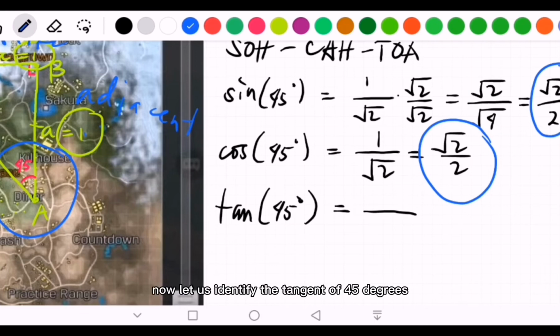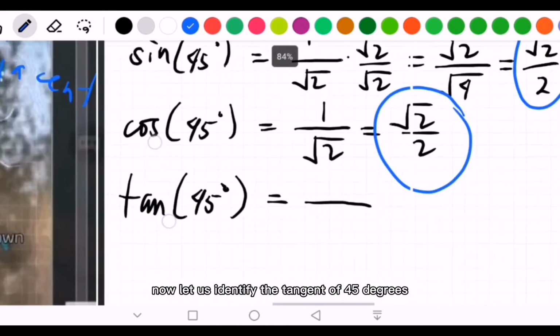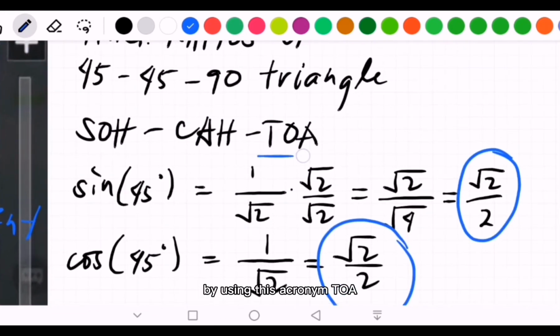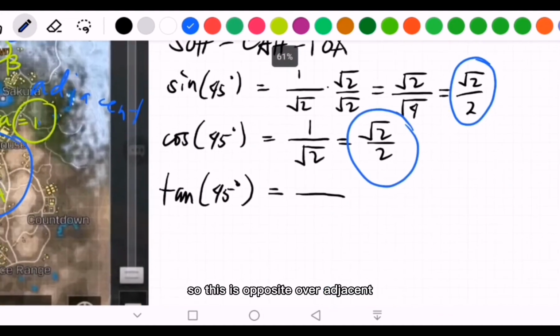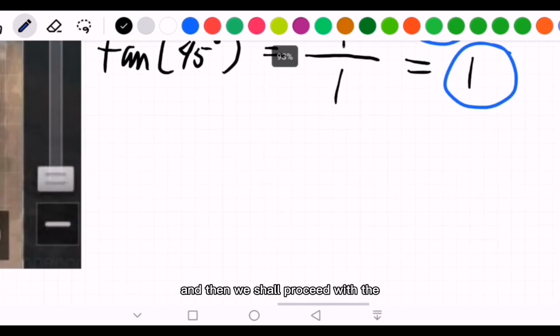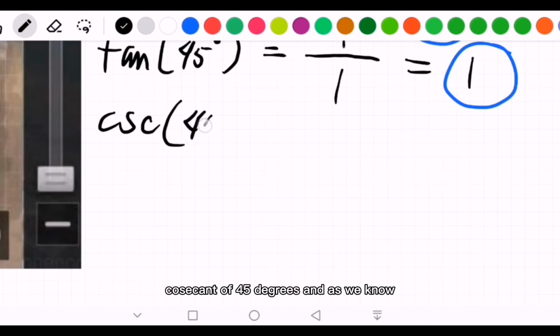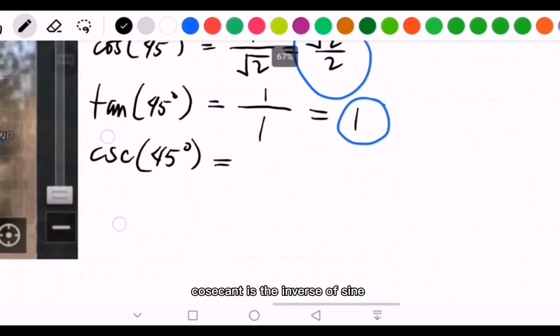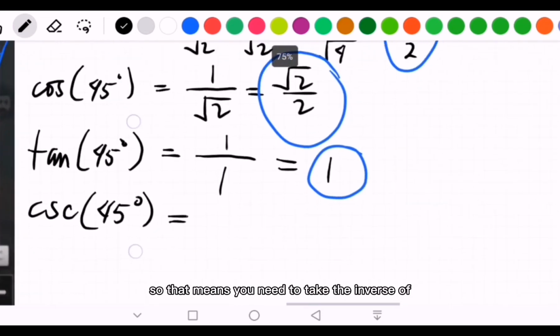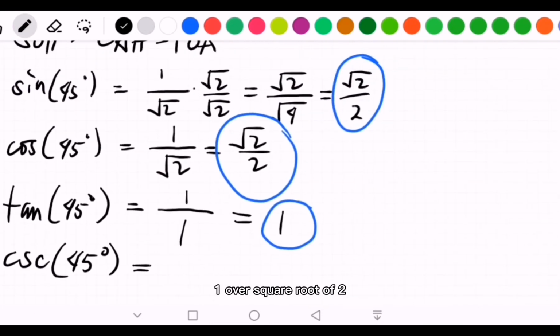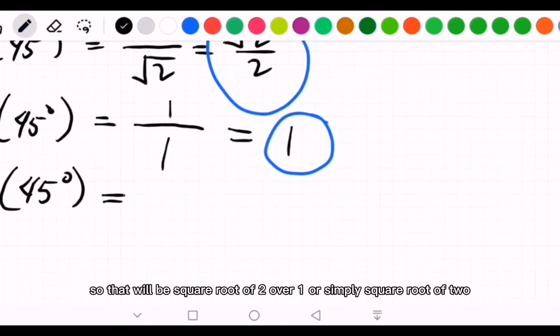Now, let us identify the tangent of 45 degrees by using the acronym TOA, so that is opposite over adjacent. Opposite side is 1, adjacent side is 1, so that is 1 over 1, or simply 1. And then we shall proceed with the cosecant of 45 degrees. As we know, cosecant is the inverse of sine, so we need to take the inverse of 1 over square root of 2. That will be square root of 2 over 1, or simply square root of 2.